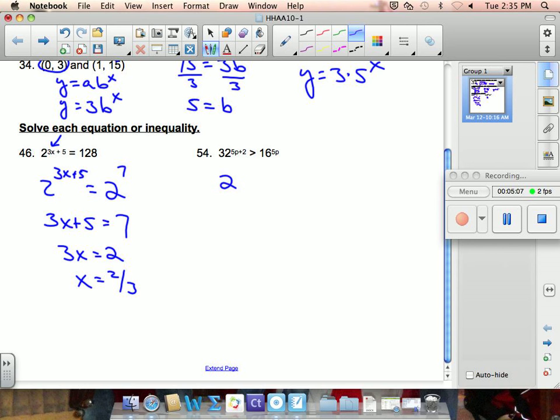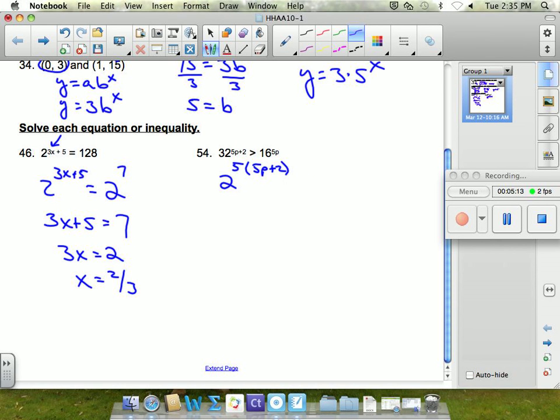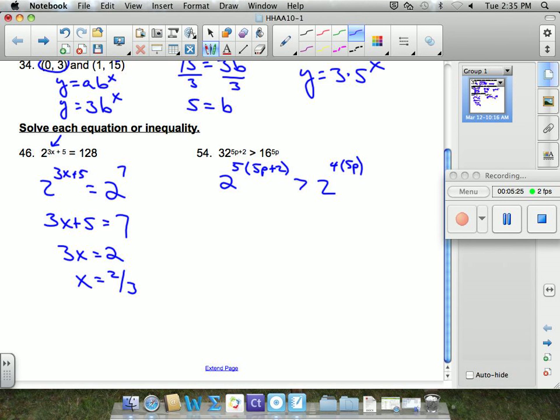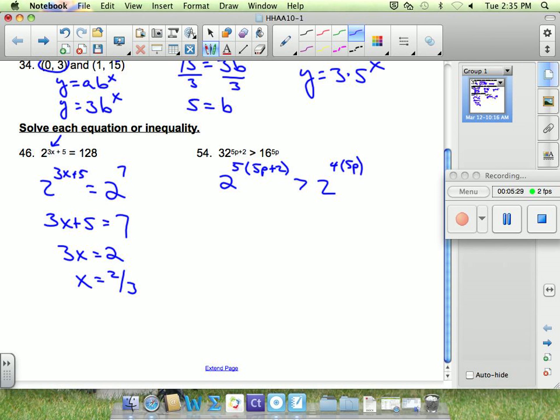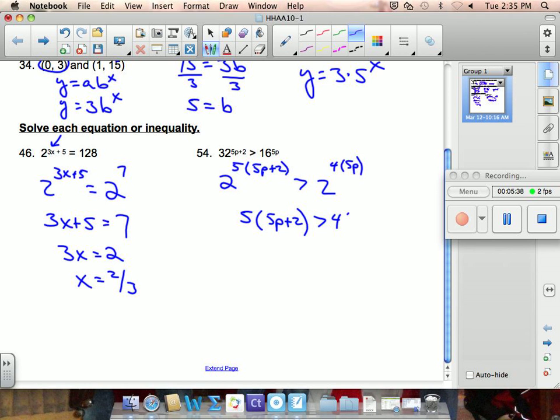32 is 2 to the 5th. So I can write that as 2 to the 5th and then 5p plus 2. 16 is 2 to the 4th. And then you have 5p. So now it looks like 46. We have 2 to a power and 2 to a different power. So those powers have to have the same inequality. 5 times 5p plus 2 should be greater than 4 times 5p.